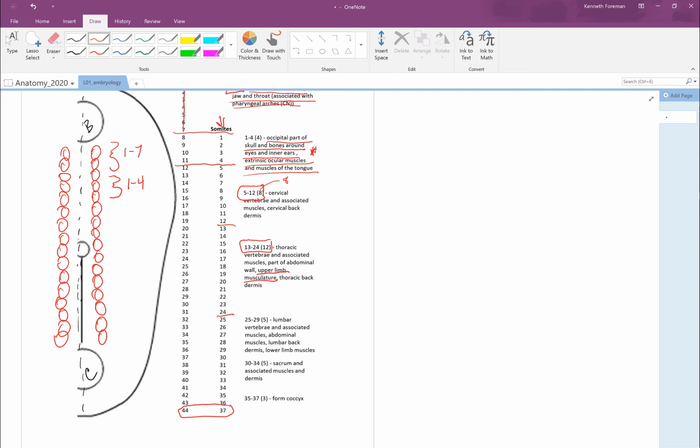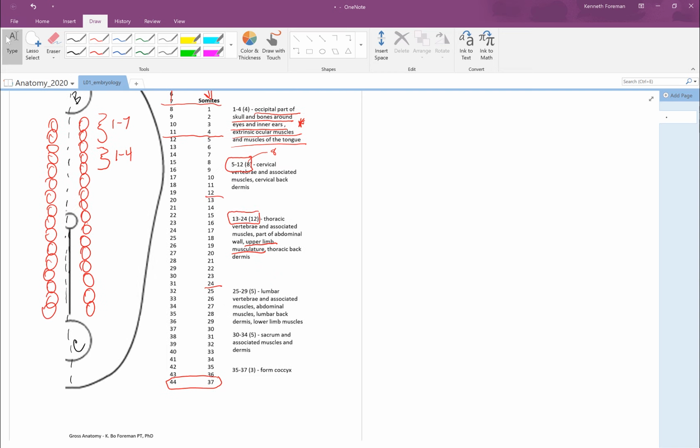In that thoracic region. Now as we go through 25 to 29, these are going to be associated with the lumbar vertebrae, the lumbar musculature, and some of the abdominal muscles, and then also the lower limb muscles. And lumbar, 25 through 29, there's actually 5 of them, 5 balls of somites, which are balls of tissue. Each one has a neural component, and therefore we have 5 lumbar nerves.